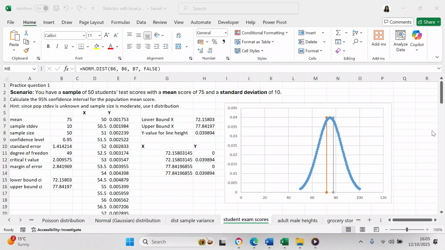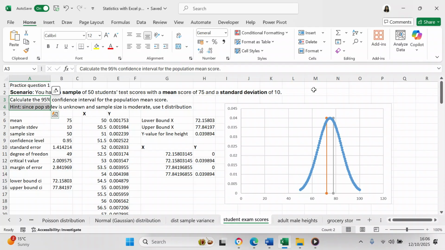Basically, what we're going to do is a practice question on confidence intervals. You have a sample of 50 students' test scores with a mean score of 75 and a standard deviation of 10. Calculate the 95% confidence interval for the population mean score. And then a hint: since the population standard deviation is unknown and the sample size is moderate, use the t-distribution. So you're already being told to use the t-distribution on that, which is good. You don't have to figure out what distribution to use.